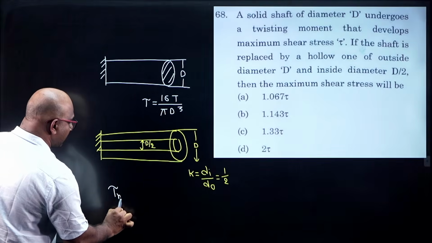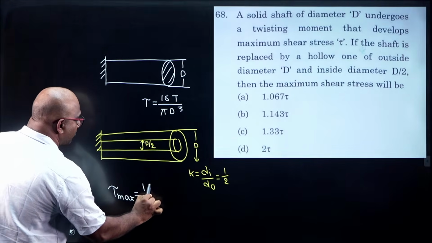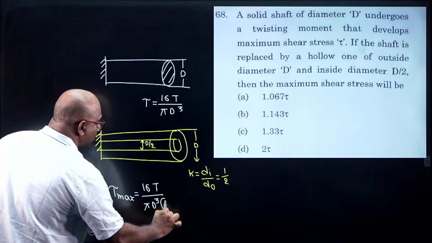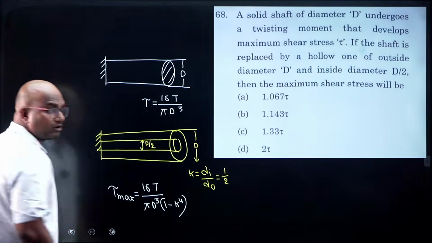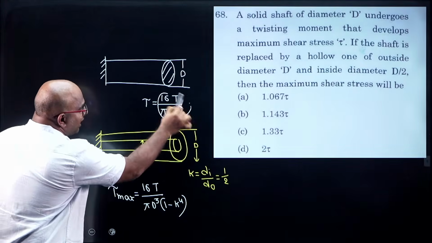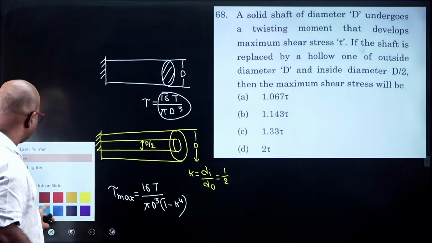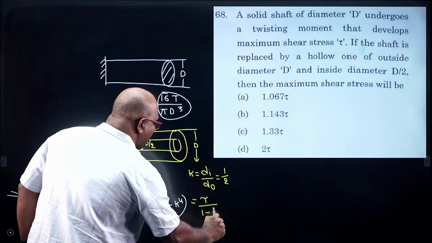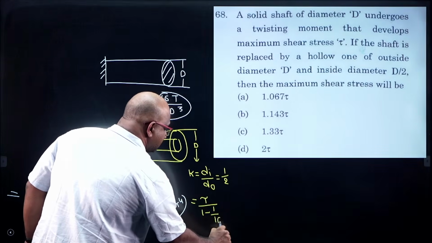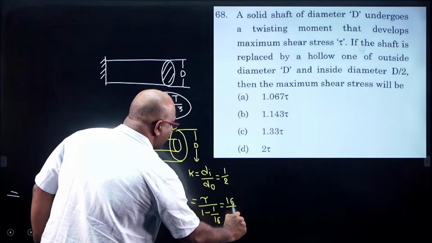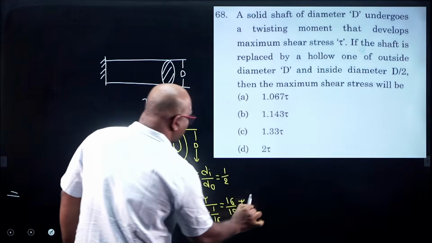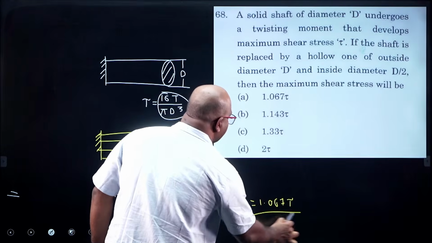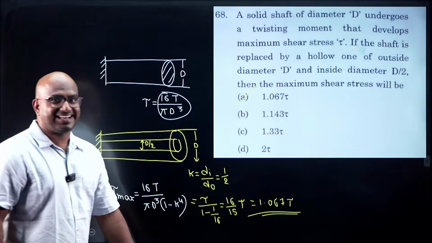Then what will the maximum shear stress be in this case? This is what he is asking. Tau max equals the straightforward formula, guys: 16T by pi d cube into 1 minus k power 4. But we know that 16T by pi d cube equals tau. So I can say this is tau by 1 minus 1 by 16, which becomes 16 by 15 into tau, approximately 1.0667 tau itself. So the right answer is option A, guys.